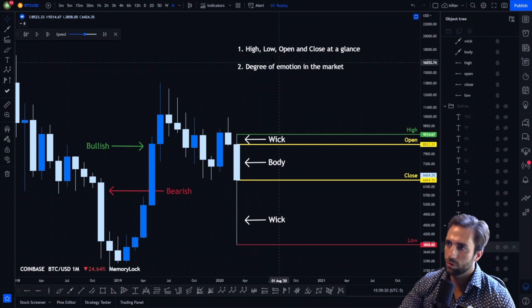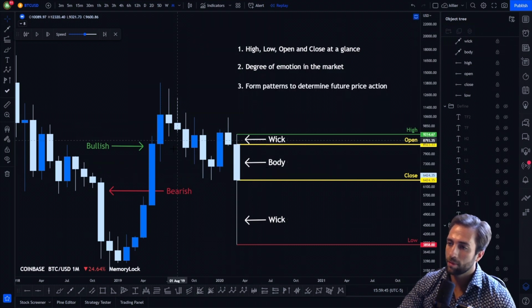It also shows you the degree of emotion in the market. For example, the size of this candle just for March shows that there was a lot more emotion in trading than February and January before it. Price opened here, had a move up, before then moving all the way down here and going back up to close here. We can see all of that information just by looking at this one candle.